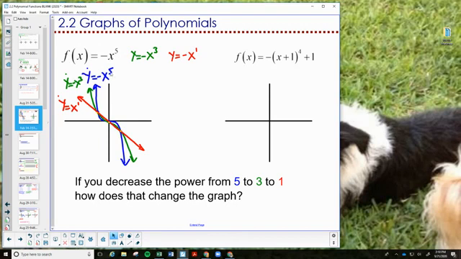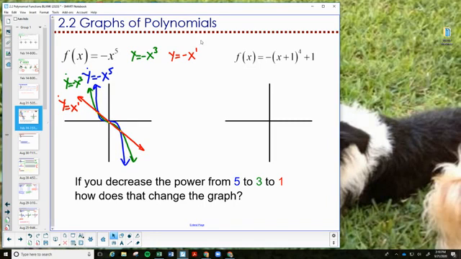This is what it'll look like. You'll notice that the higher the power of x, the steeper the graph gets at the ends. But between negative 1 and positive 1, it actually gets flatter. There's a wiggle in the x cubed and x to the power 5 graphs. This one, x to the power 1, just goes straight across at the x-intercept. These two wiggle. The bigger the power of x, the more pronounced that wiggle will be.